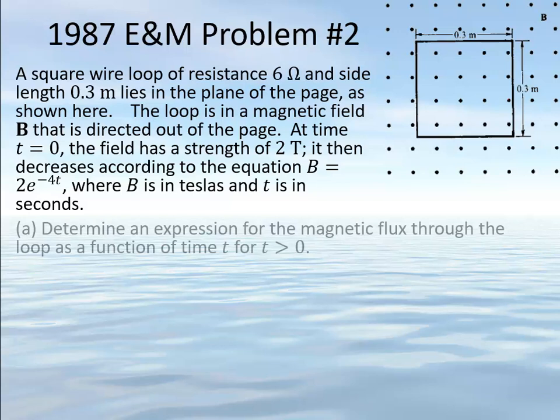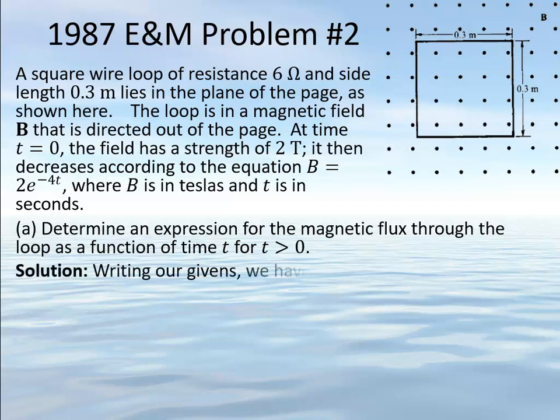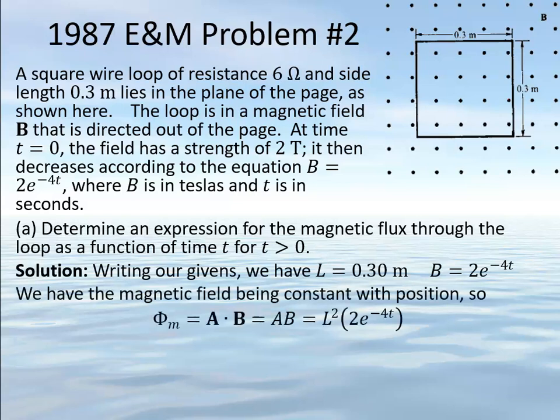So Part A is: determine an expression for the magnetic flux through the loop as a function of time t. So that flux is a combination of the area of the loop and the strength of the field through the loop, the perpendicular component of the magnetic field vector in the direction of the area vector of the loop. So first we have our givens, and the equation for magnetic flux is area vector dot magnetic field vector.